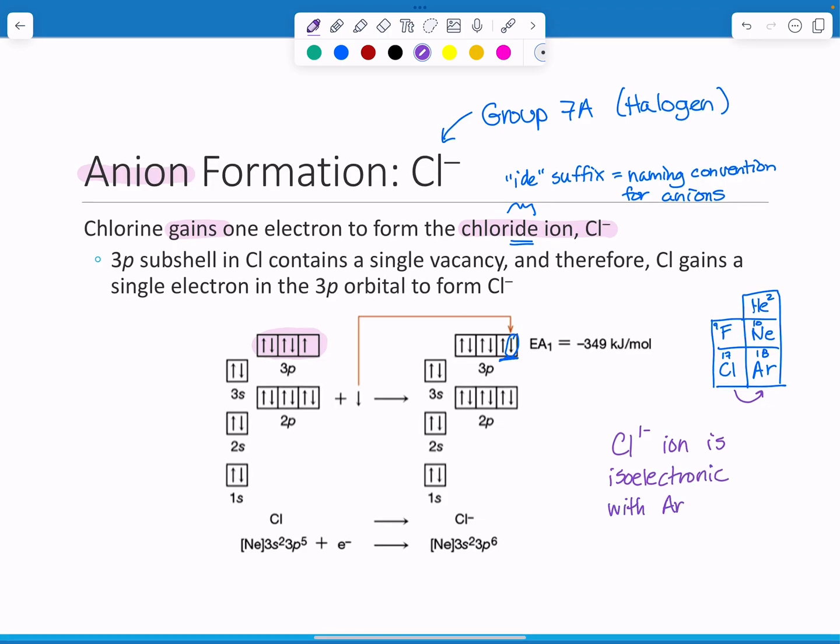And again, you're going to find that elements that gain electrons to get stable are going to react with elements that lose electrons to get stable. So things like the alkali metals, lithium, sodium, potassium, are going to react with halogens, fluorine, chlorine, bromine.